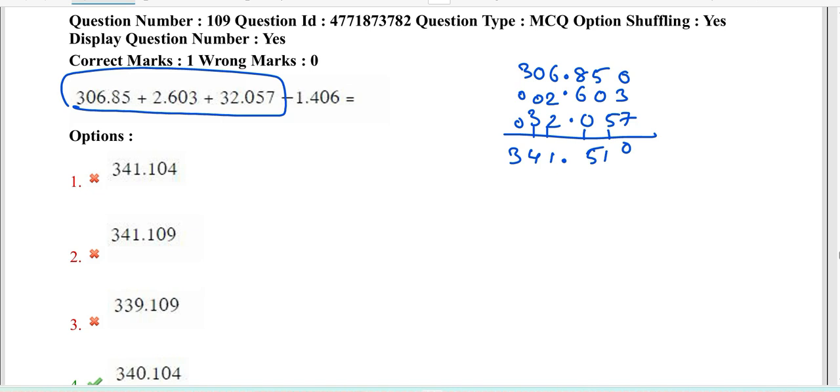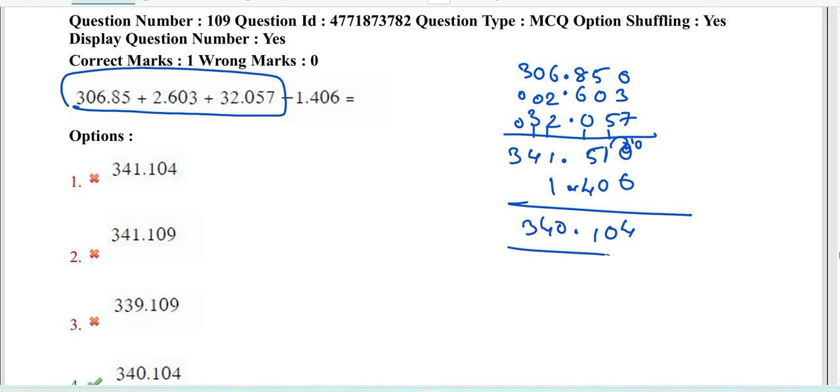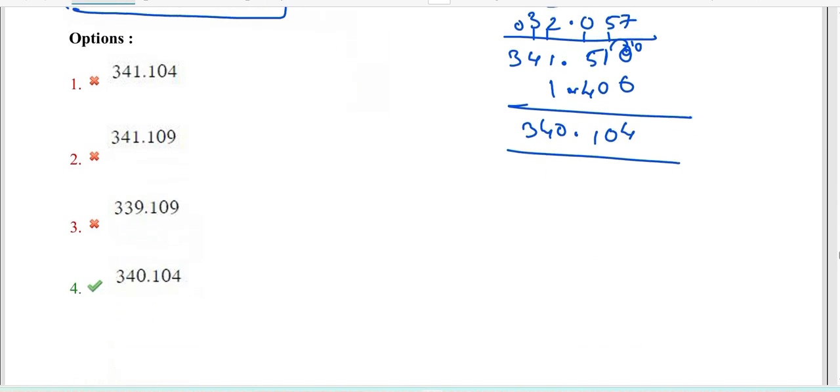341.510 is what we got. From this, 1.406 should be subtracted. So from the 10 we subtract 6, and we get 340.104, which is the correct answer. That is the fourth option.